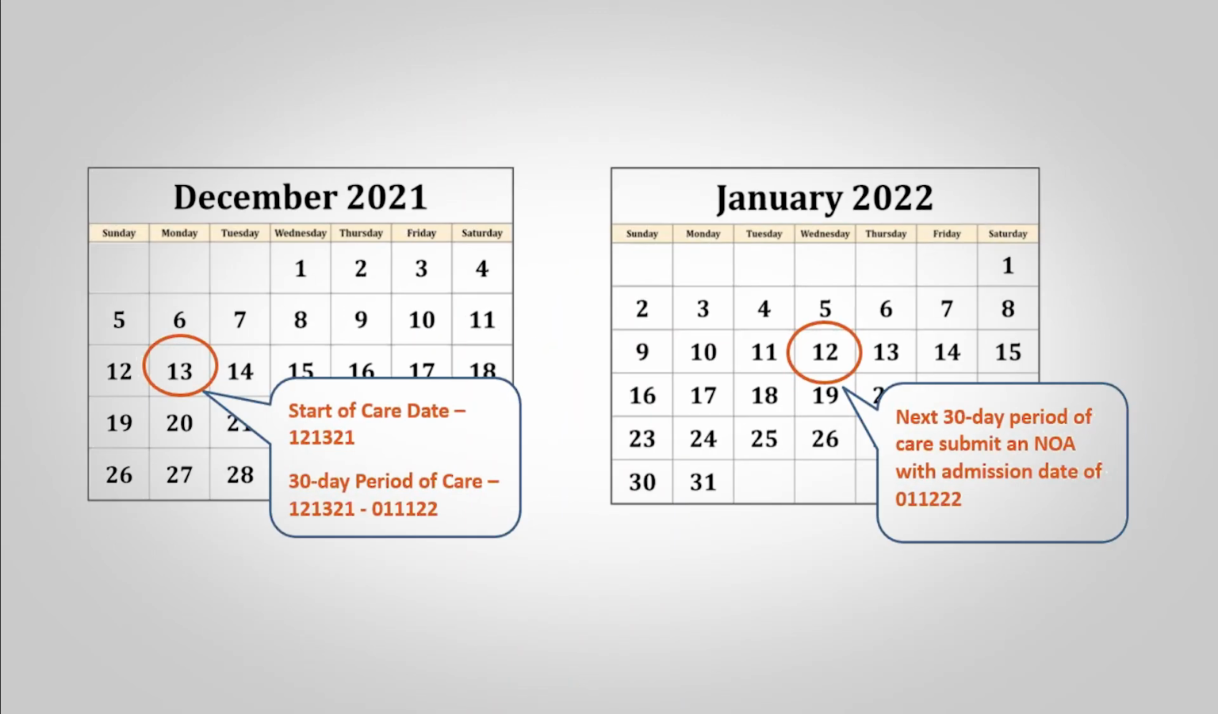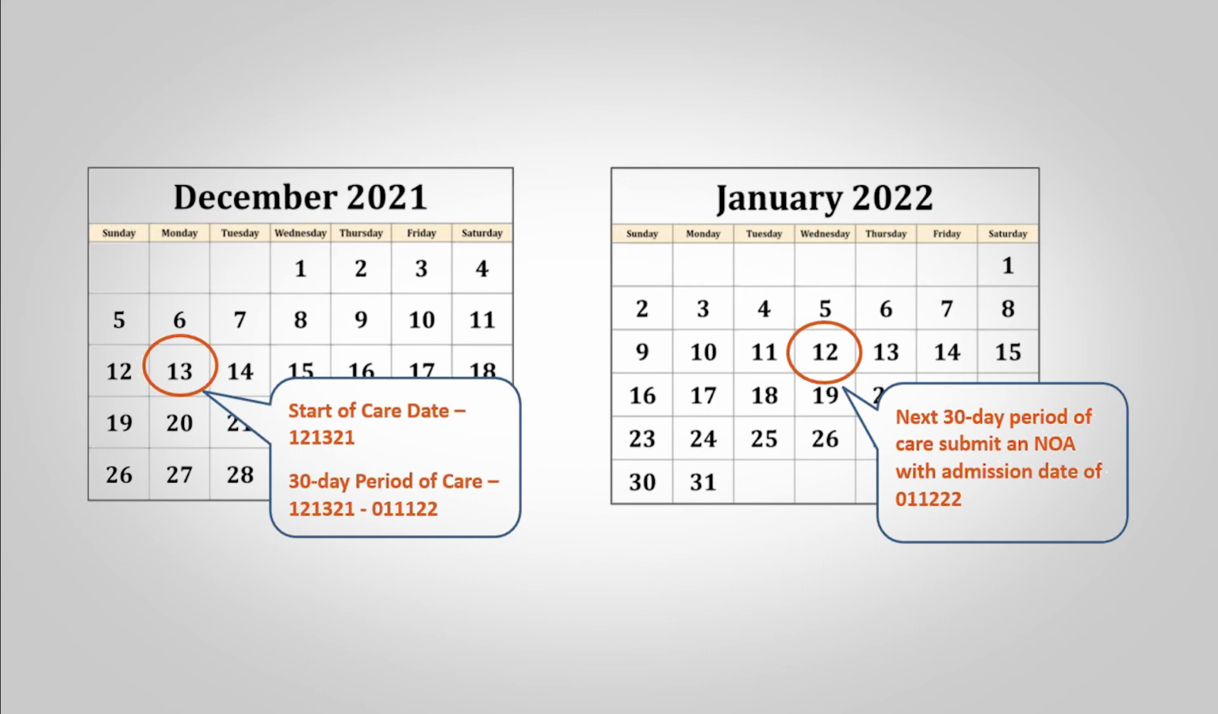If you have patients receiving services in 2021 or prior and continue into 2022 under a new 30-day period of care, you will need to submit an NOA with a one-time artificial admission date corresponding to the from date of the first period of continuing care in 2022. For example, if a period of care begins December 13th, 2021 and ends January 11th, 2022, the NOA for the next 30-day period is submitted with the admission date of January 12th, 2022.